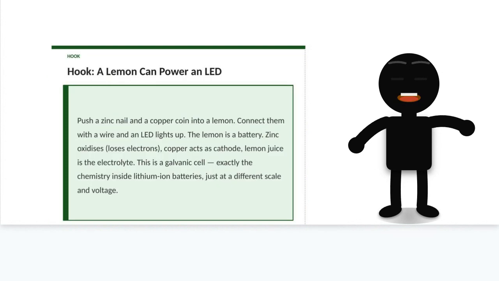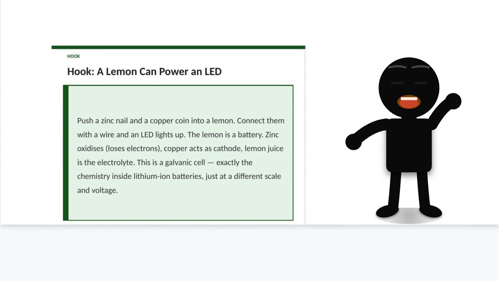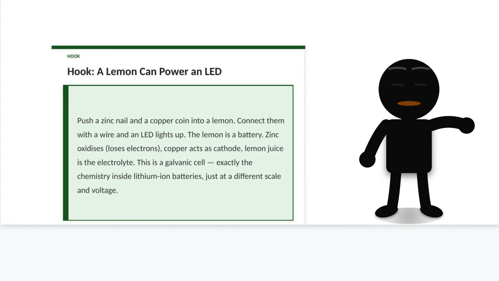Here is a demonstration you can do at home. Press a zinc nail and a copper coin into a lemon. Connect a small LED between them. It glows. The lemon is acting as a battery. Zinc on the left is oxidizing, losing electrons, acting as the anode.